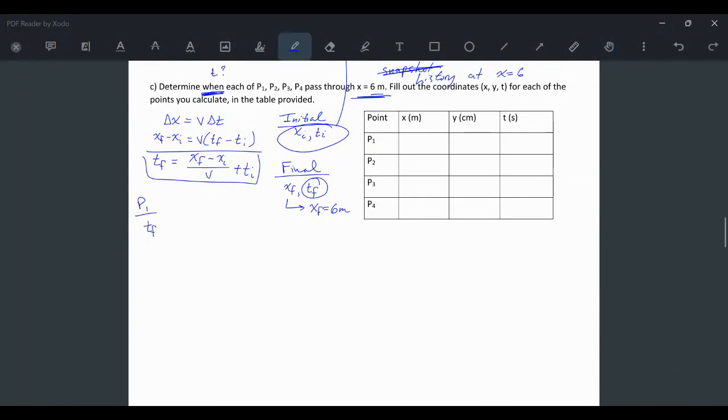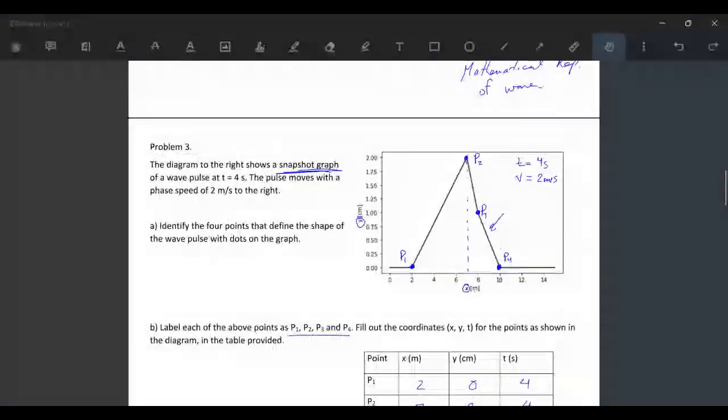So we want to figure out what is the time for P1. If you have forgotten what P1 is, it's this one down here. Let's find out when this passes through x equals 6. That's right here. This whole wave is moving to the right, so we can predict, just by looking at this, that it's going to pass through x equals 6 at some later time.